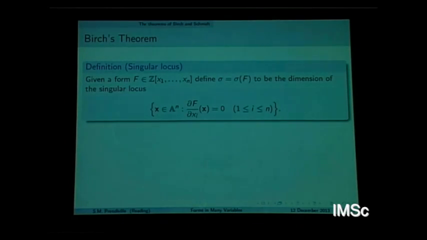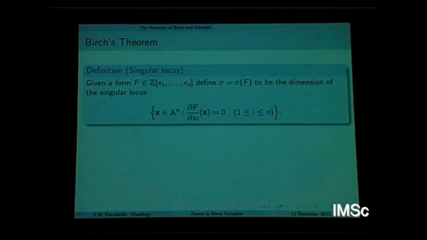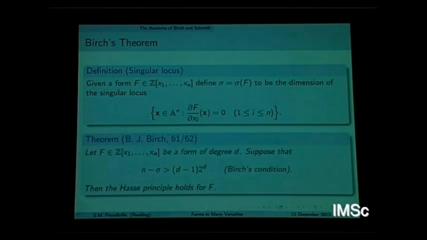So it's a very natural condition to impose some non-singularity constraints on your homogeneous polynomial to try and obtain a Hasse principle. Now here's Birch's theorem, but first I need to introduce this set I was just talking about. The singular locus is the set of points where the partial derivatives vanish identically. We're going to use sigma to denote the dimension of this set, and sigma will always denote this dimension throughout the talk.